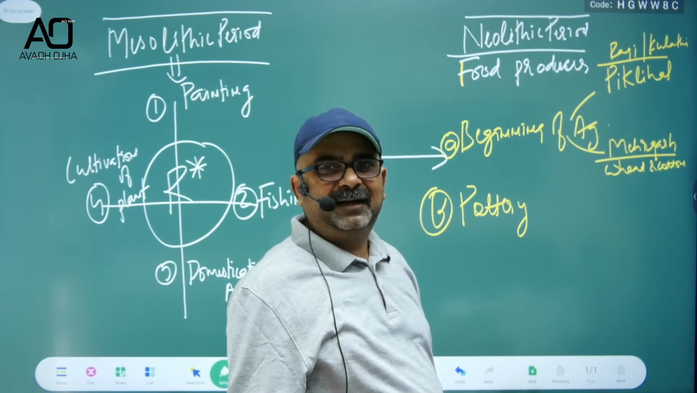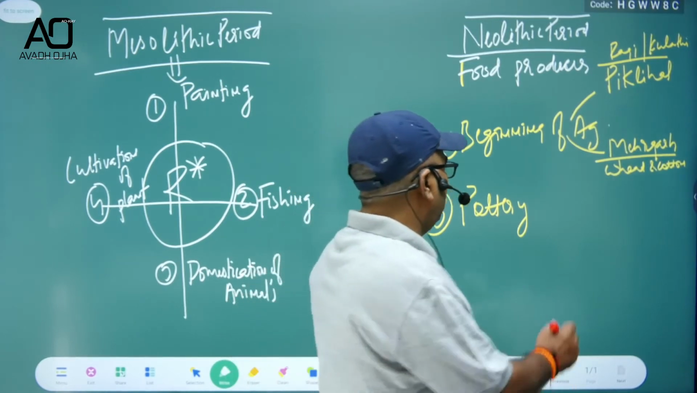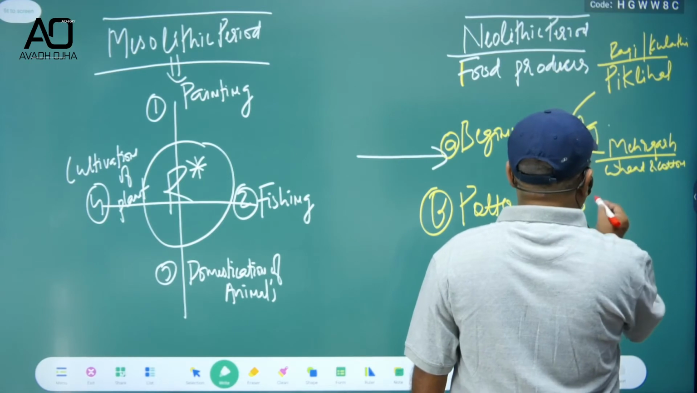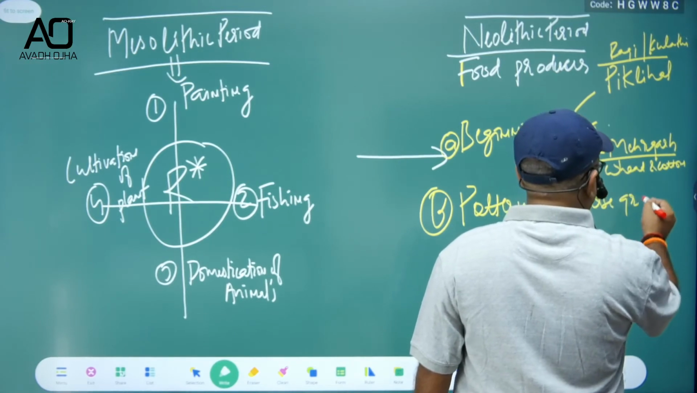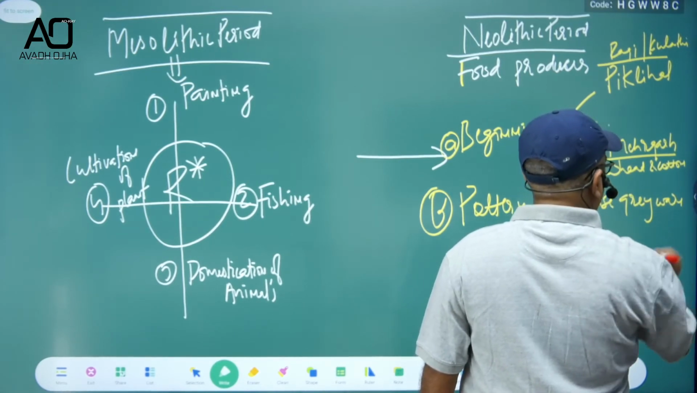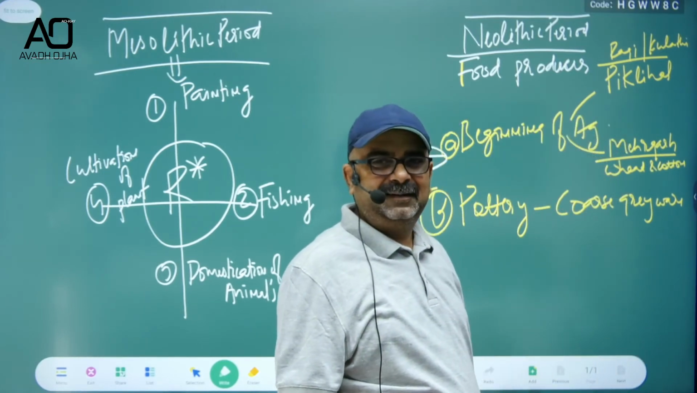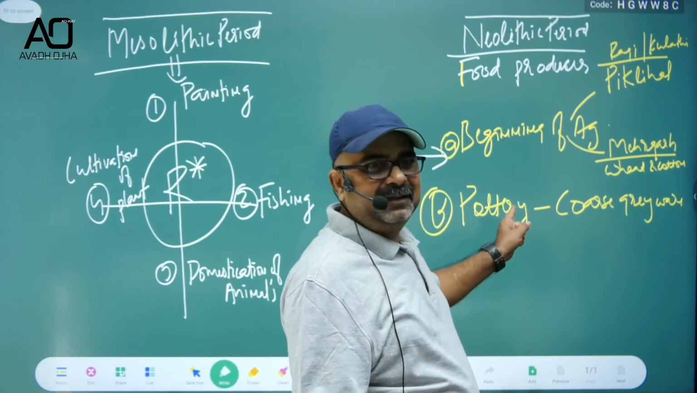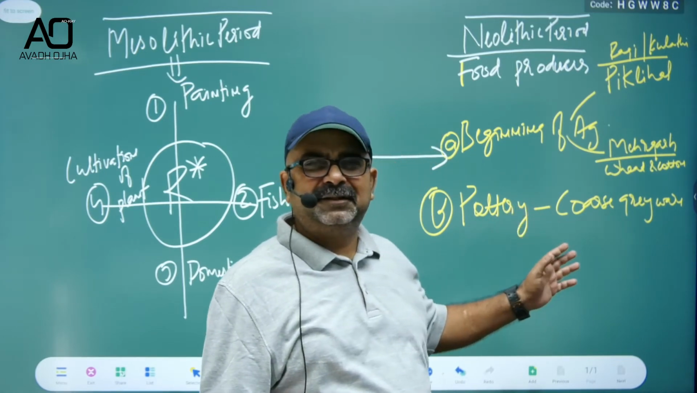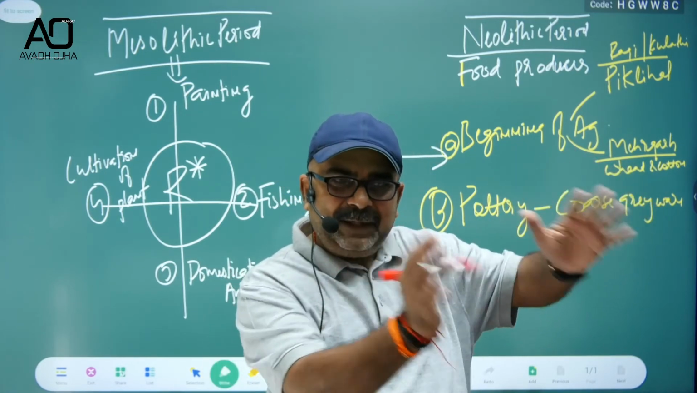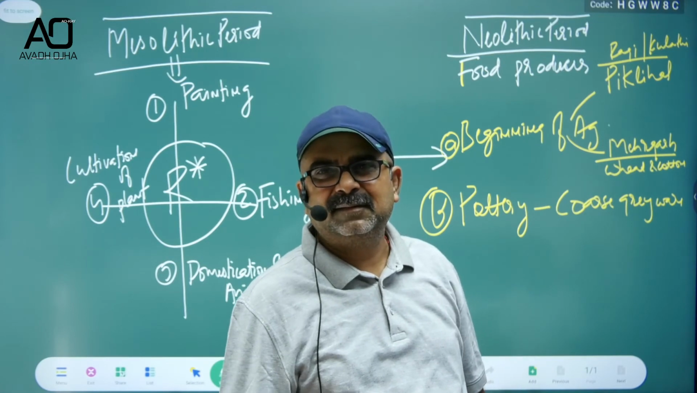Coarse grayware. Initially handmade and then foot wheel. Pottery, the sign of civilization. You're producing something, you have to keep it at a proper place.